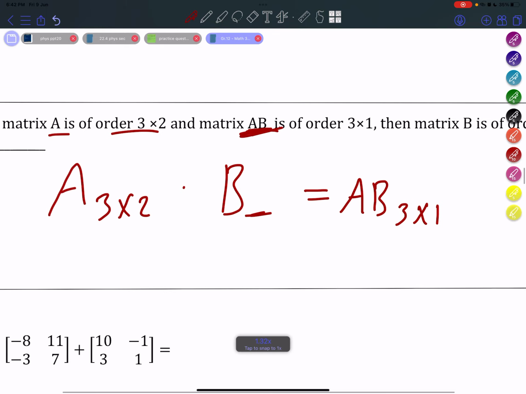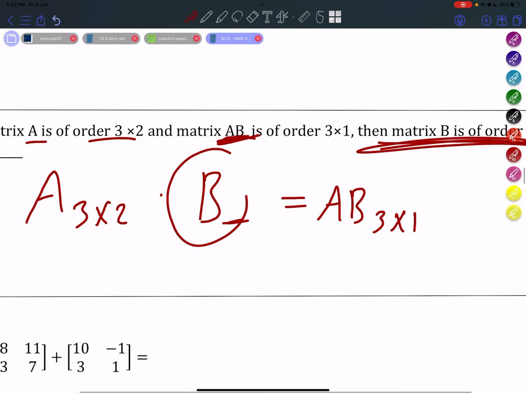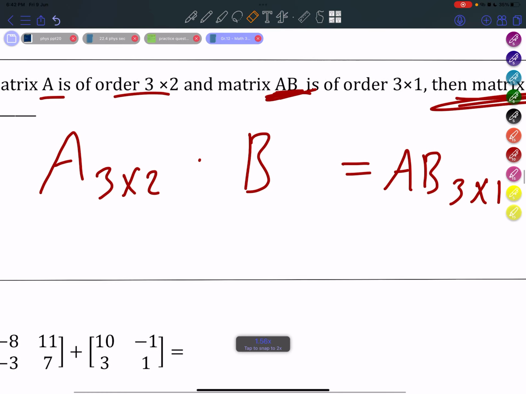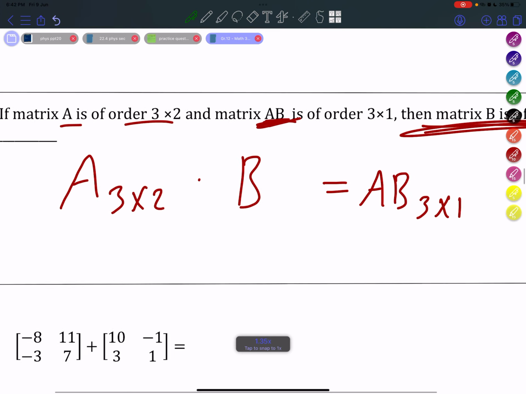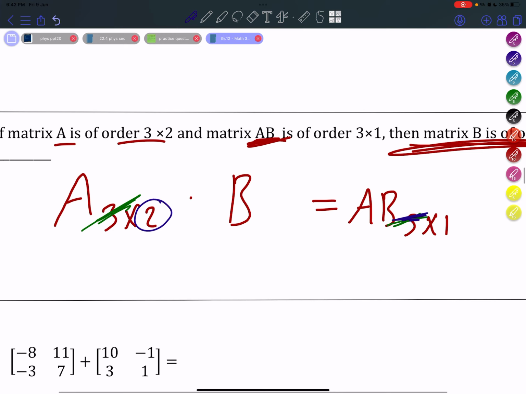Now, how do we know the order of B? This is what they ask us. The matrix B is of order. In this method, we will remove this 3 with this 3, leaving us with two numbers, 2 and 1, okay? So again, if we remove this 3 with this 3, then we'll be left with this 2 and this 1. So let's just write it here, 2 cross 1, very simple.